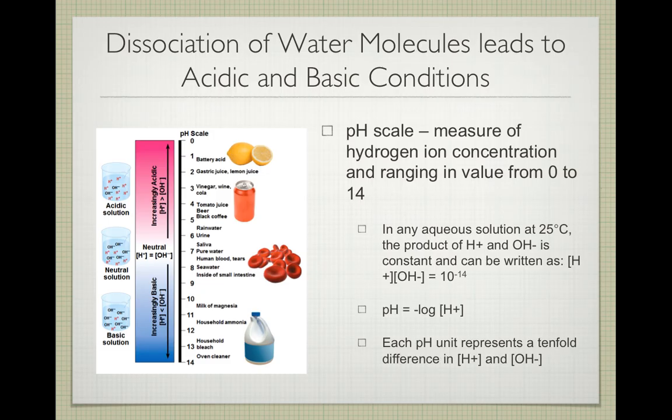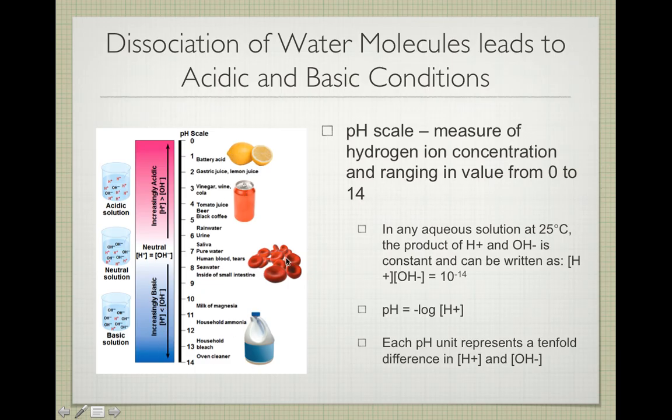If you take an aqueous solution at 25 degrees Celsius, the product of your H plus and your OH minus can be written as concentrations. That's what the brackets mean. So your concentration of H plus times your concentration of OH minus should give you 10 to the negative 14. What does that translate into on your pH scale? It's a value of 7. So when your H plus equals your OH minus concentration, you're neutral. If your H plus is greater than your OH minus, you're becoming more acidic. When your H plus is less than OH minus, you're becoming more basic.